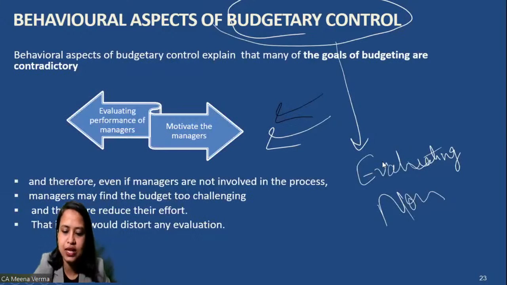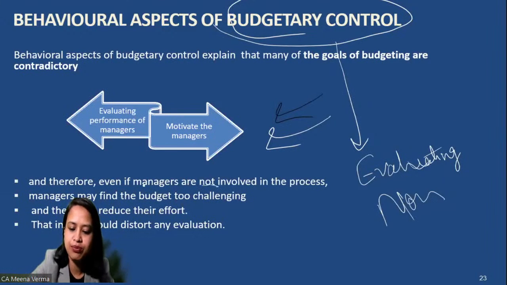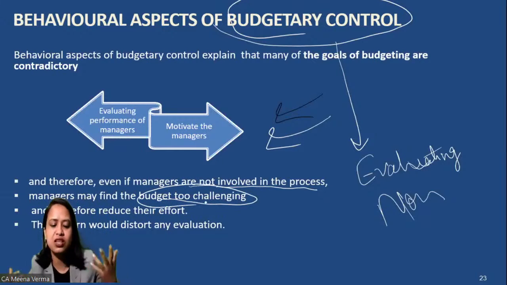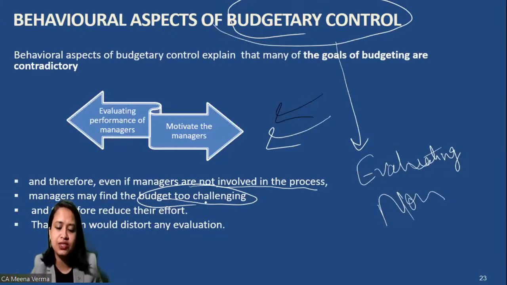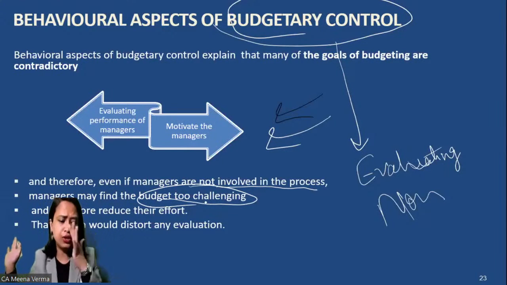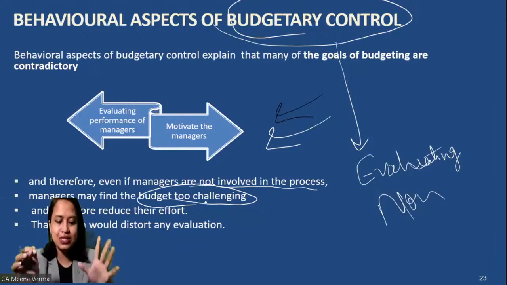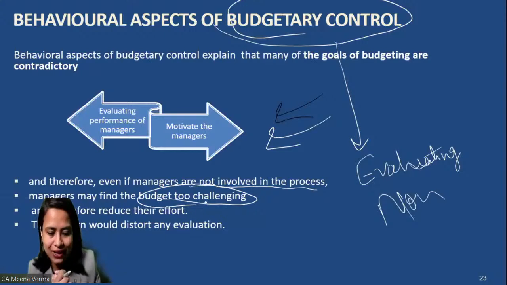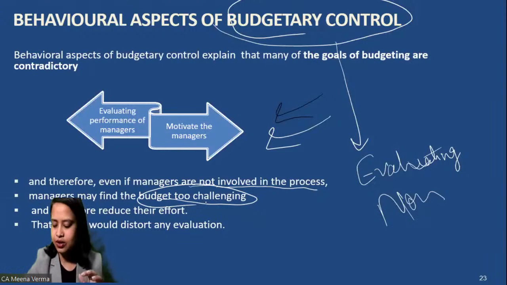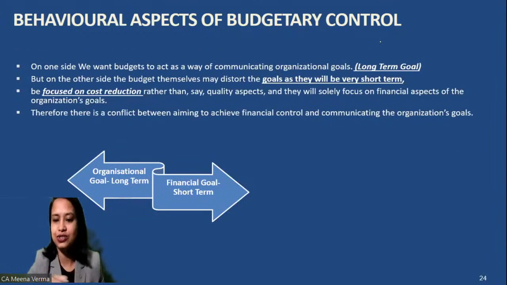So therefore they are saying, even if managers are not involved in the process, the manager may find the budget too challenging. So it's a contradictory point for the manager, and therefore the manager considers that implementation of budgetary control is a challenge. Okay? And therefore this reduces the efforts of the manager. So you can see here there is a contradiction.